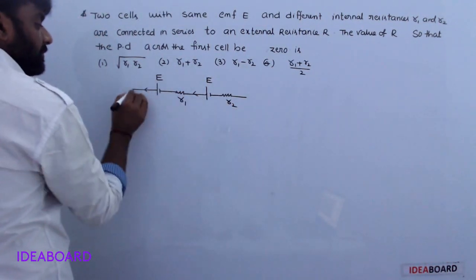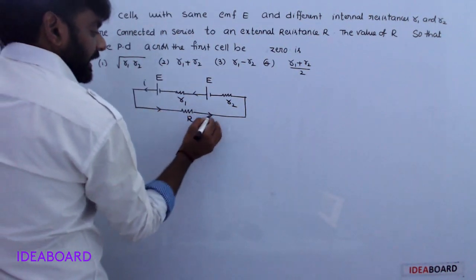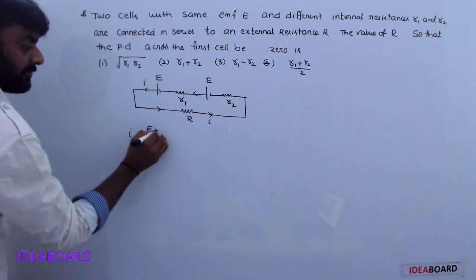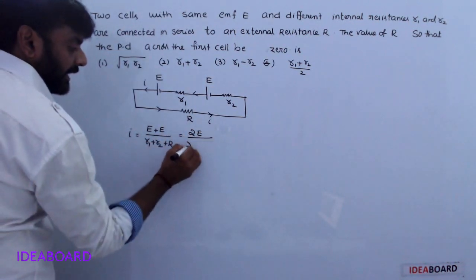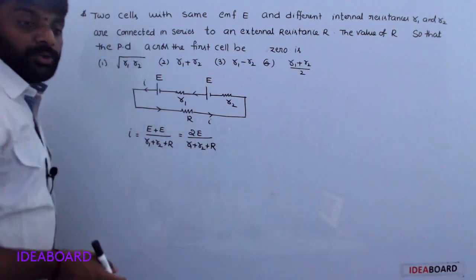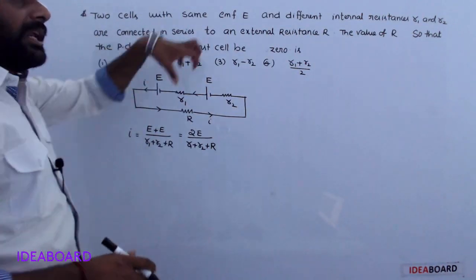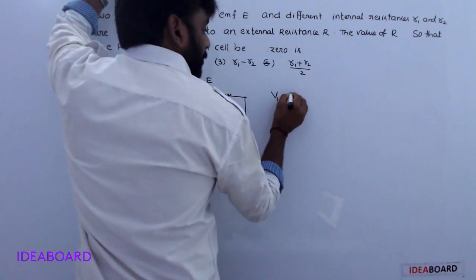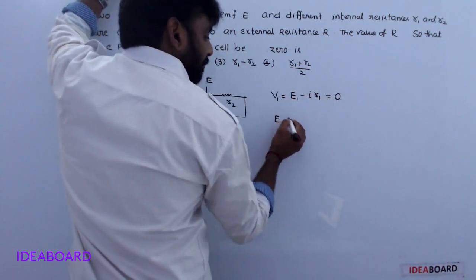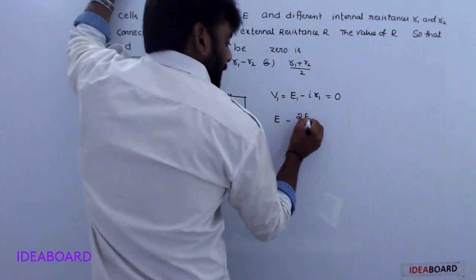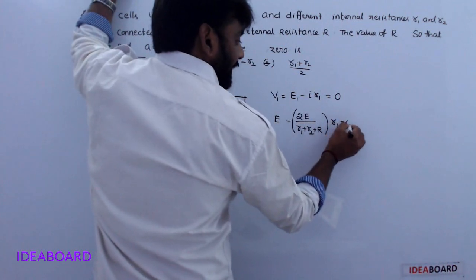External resistance is R. The passing current is I. I is equal to the total EMF E plus E, divided by internal resistance R1 plus R2 plus capital R. That means 2E by R1 plus R2 plus capital R. Understood? That is the current. Now the potential drop across the first cell must be 0. For the first cell, V1 is equal to E1 minus I into R1, and it is equal to 0. That is E minus 2E by R1 plus R2 plus capital R, into R1, is equal to 0.